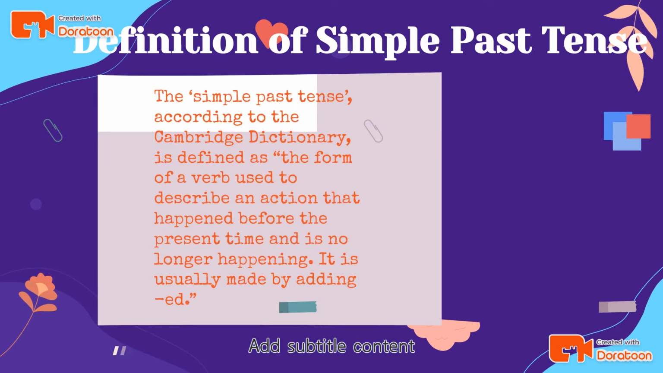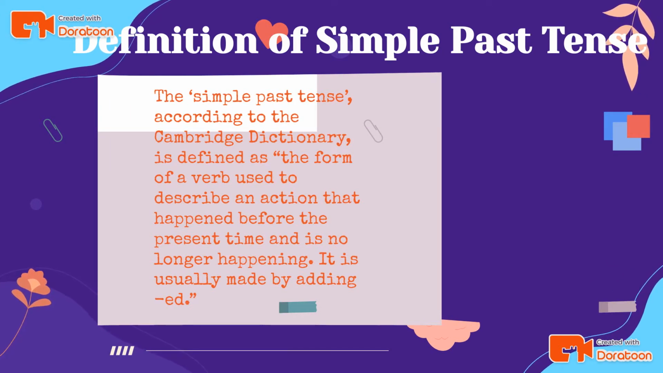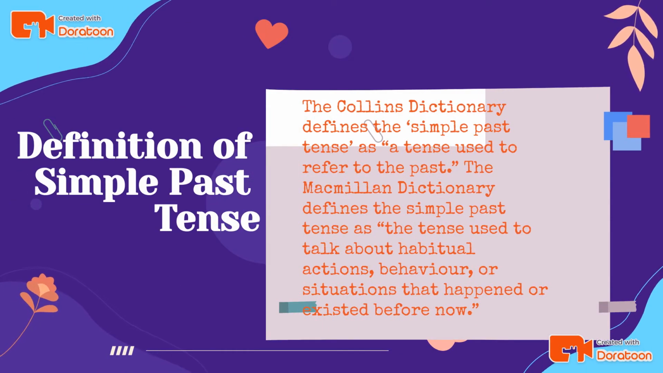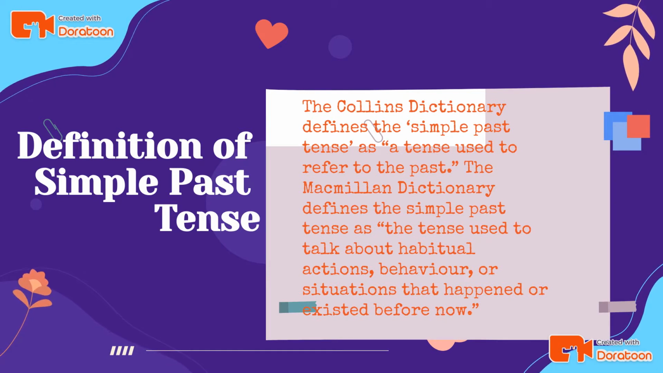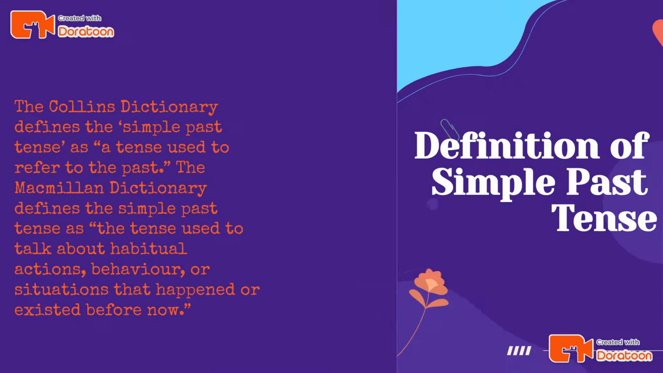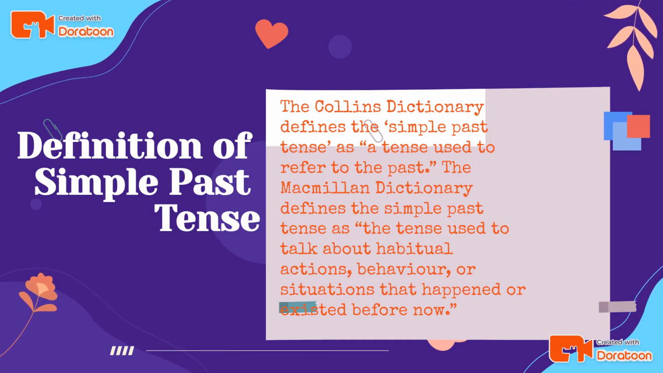Definition of simple past tense. The simple past tense, according to the Cambridge Dictionary, is defined as the form of a verb used to describe an action that happened before the present time and is no longer happening. It is usually made by adding ed. The Collins Dictionary defines the simple past tense as a tense used to refer to the past. The Macmillan Dictionary defines the simple past tense as the tense used to talk about habitual actions, behavior, or situations that happened or existed before now.